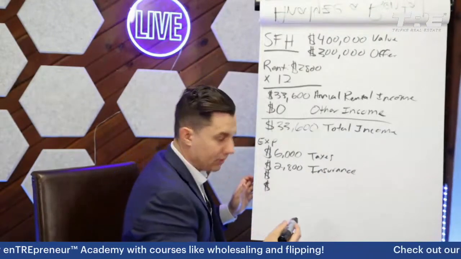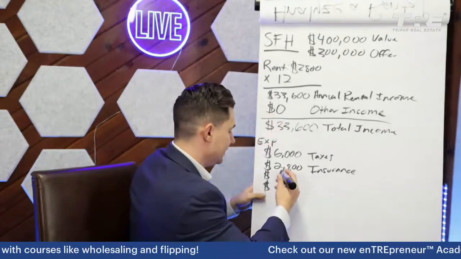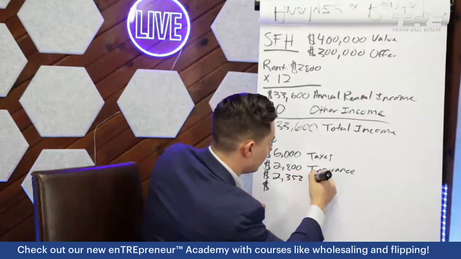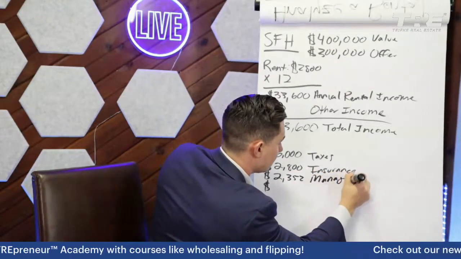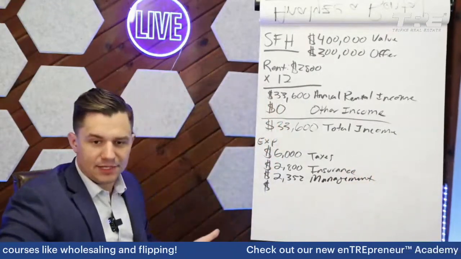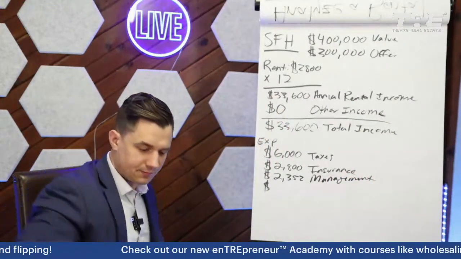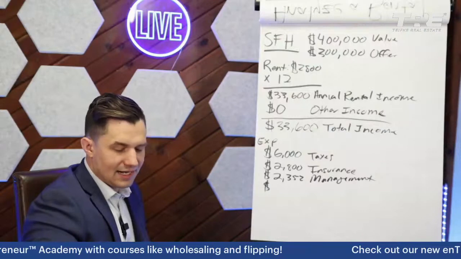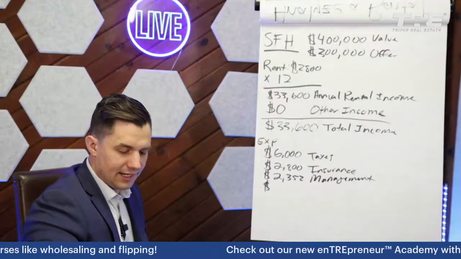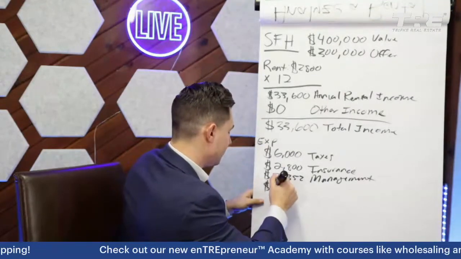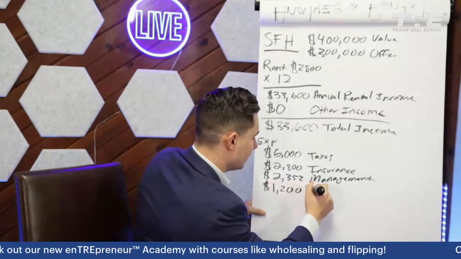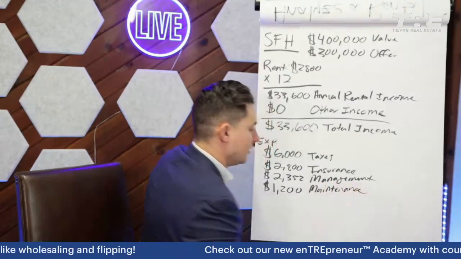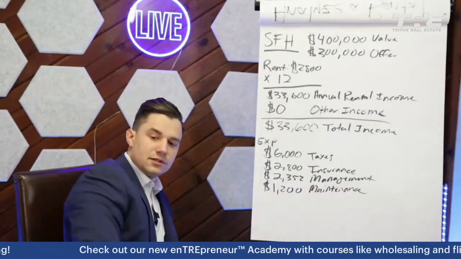Yeah, you could round down. 0.07 times 33,600 is 2,352. $2,352 in management. You got to be good at math if you're going to analyze deals. All right. And then let's assume that we've got at least $100 a month in maintenance. So repairs and maintenance, let's just assume that it's $1,200 a year, maybe low, could be higher, could have none. So we're going to have $1,200 a year in maintenance.